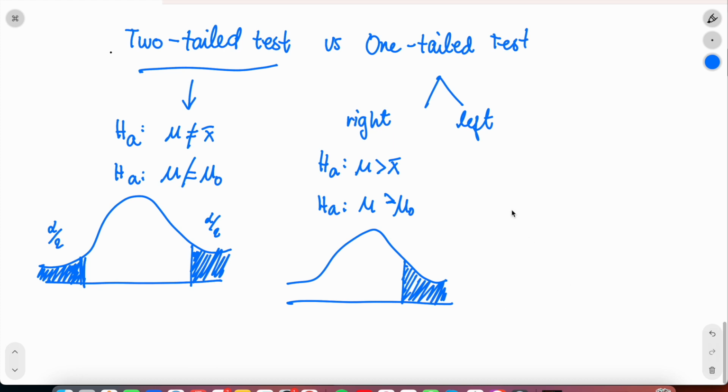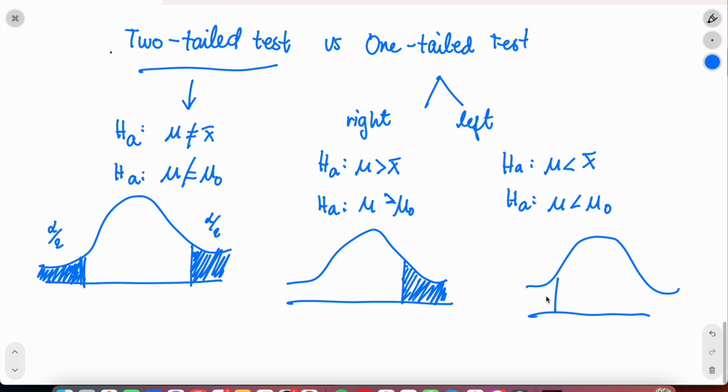This is for right-tailed. For left-tailed, it would look something like this. The population mean is less than a specific value or given value, and the rejection region is here.